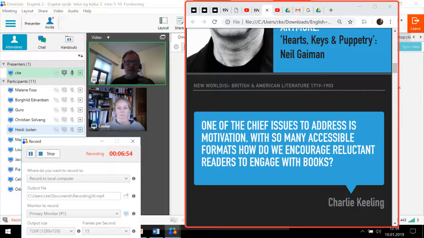It's how accessible is it? And here I've written one of the chief issues to address is motivation, with so many other accessible formats like that Twitter novel right there. How do we encourage reluctant readers to engage with books? And to some degree, I guess we're going to have to ask ourselves even that: how are we going to encourage ourselves to engage with Robinson Crusoe?